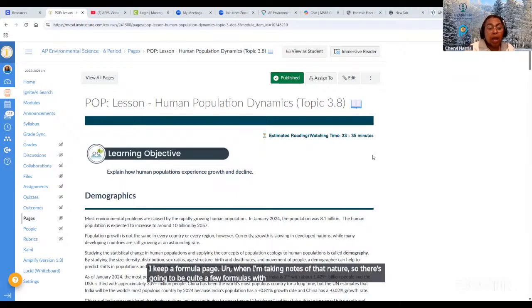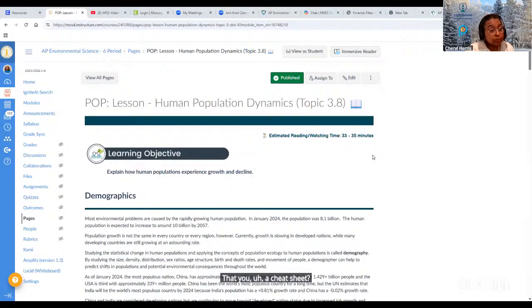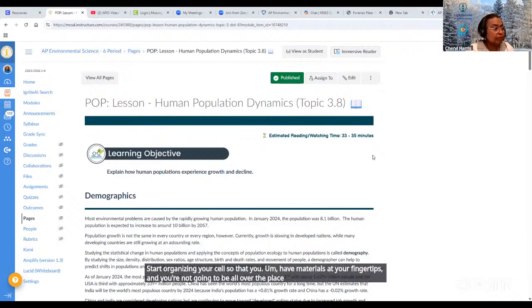So I would start a formula notebook or a cheat sheet as we start moving towards the exam. Start organizing your thoughts. Those of you who are taking the exam, start organizing yourselves so that you have materials at your fingertips and you're not going to be all over the place looking for information. So having formulas handy would be nice. Sometimes they give you the formula at the beginning and sometimes they don't.